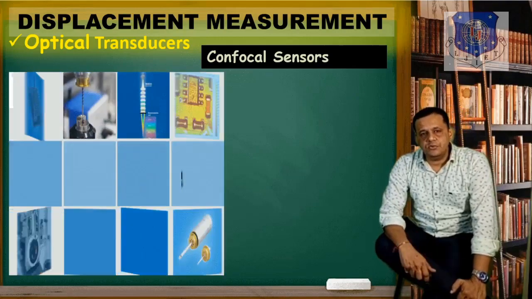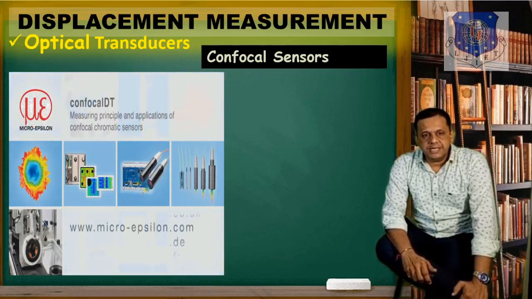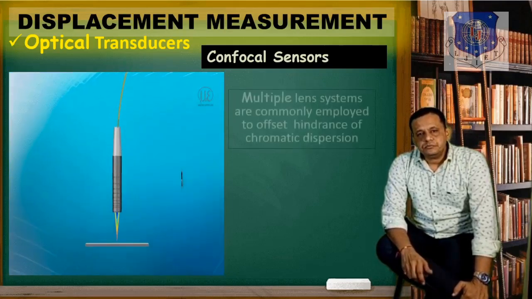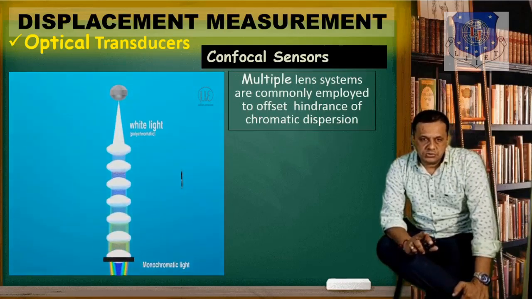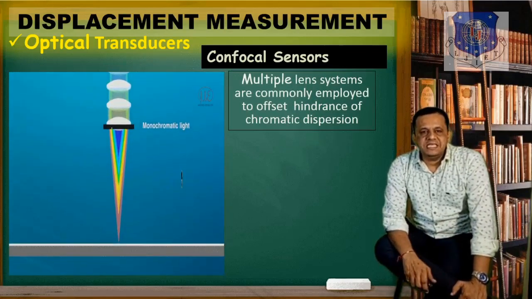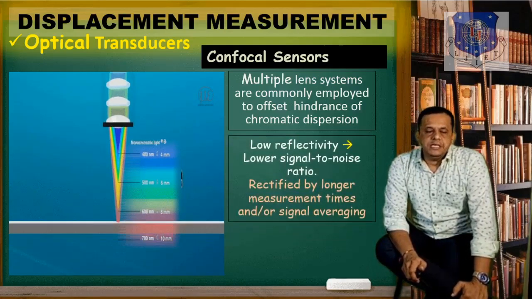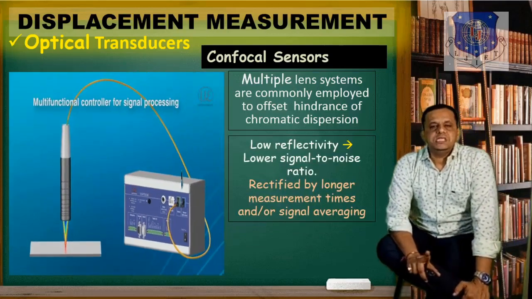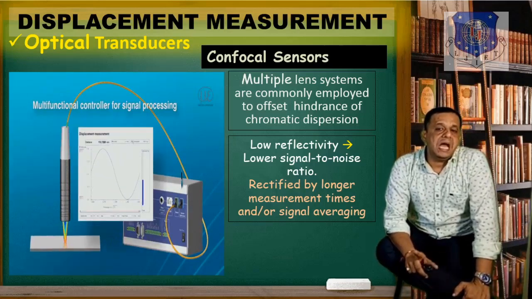Here let us see one of the confocal sensors available in the market from Micro-Epsilon. I have got it for you here. Multiple lens systems are employed. You see 1, 2, 3, 4, 5, 6, 7 lenses, and then monochromatic light is generated at different wavelengths. You must remember that low reflectivity will give you a low signal to noise ratio, so the signal to noise ratio should be higher in order to reduce the noise.